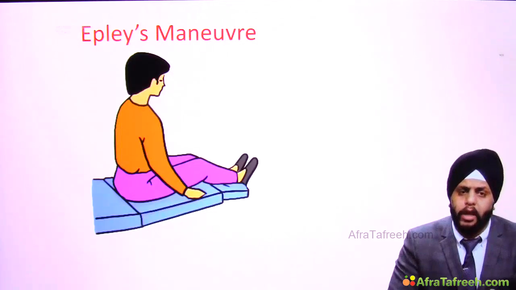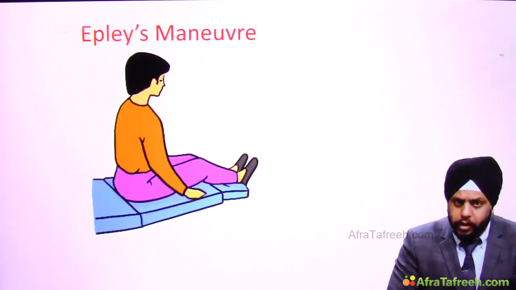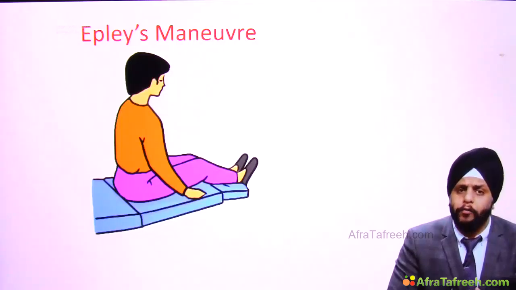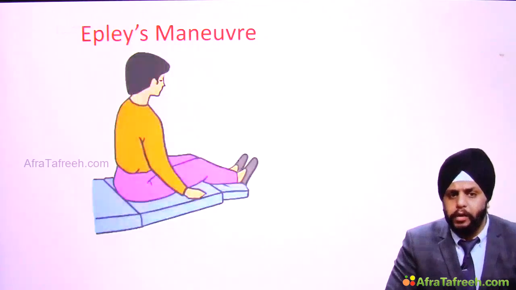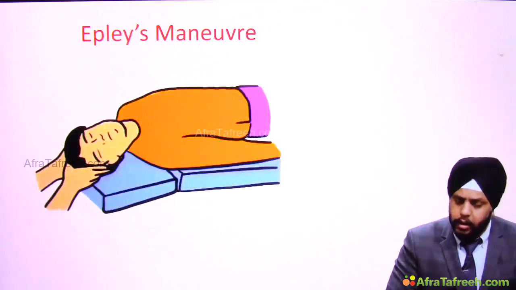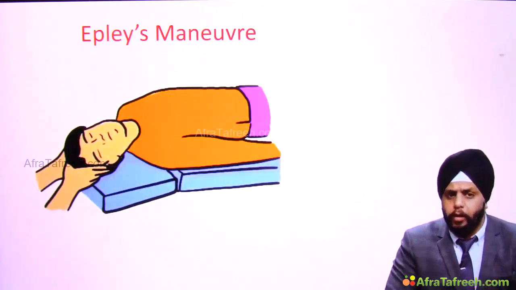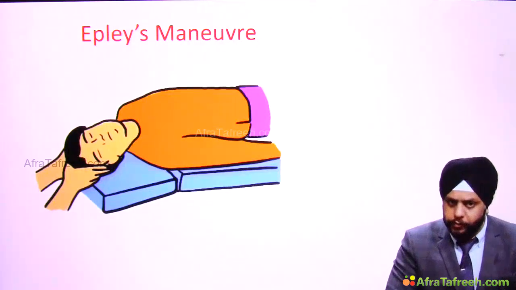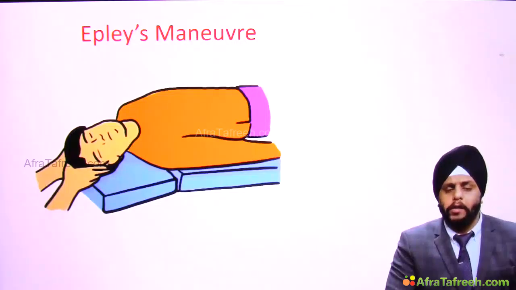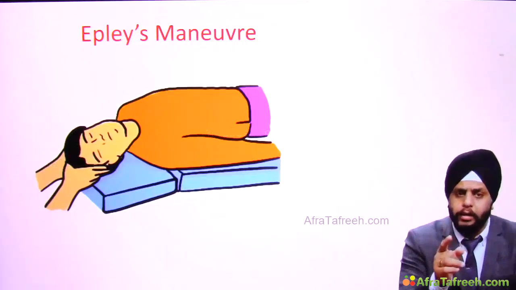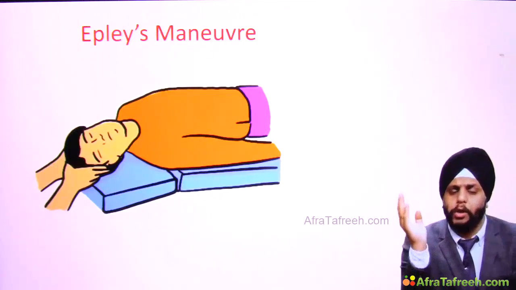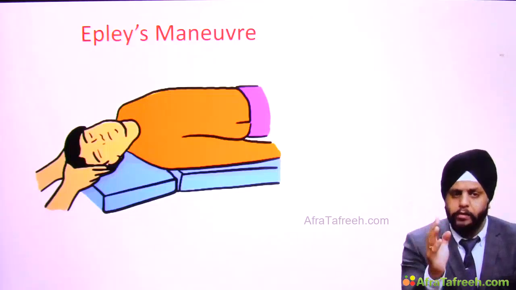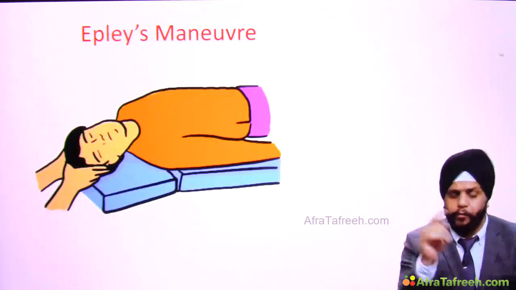So now suppose I am going to treat the right side of the patient. I will turn the head 45 degrees to the right side, just like we did in Dix-Hallpike. And now I will turn the patient supine. So this step was the same as Dix-Hallpike. The patient now has nystagmus. At this point, you see the patient's eyes are looking at the right upper corner of the room. You can see the patient is looking at the right upper corner of the room.